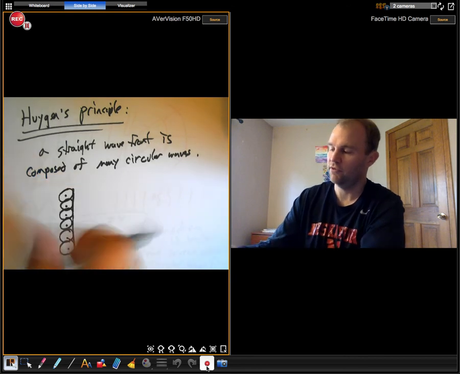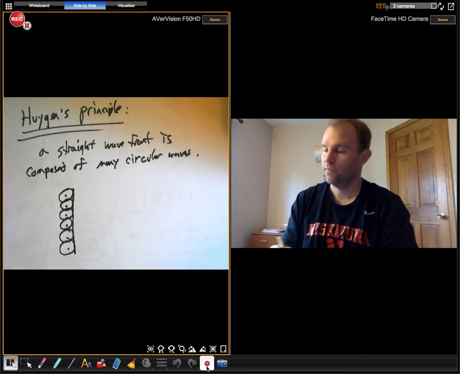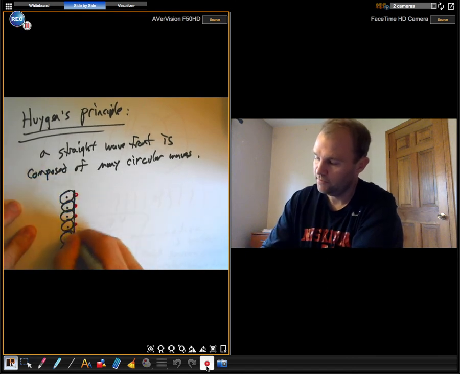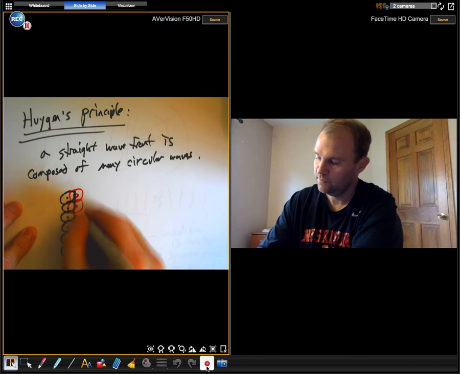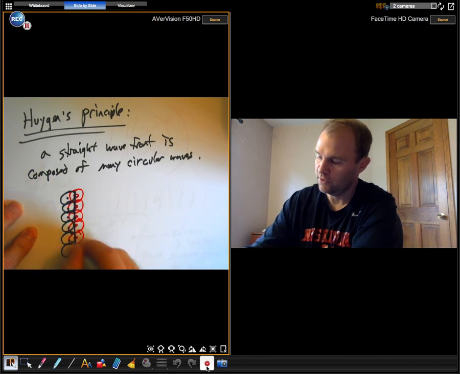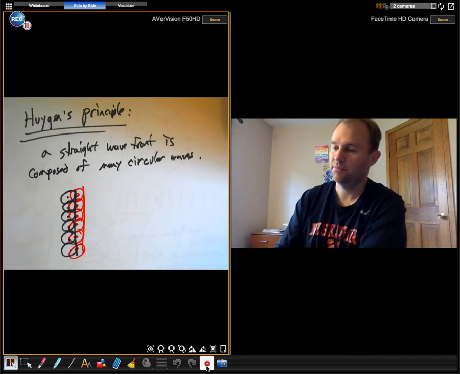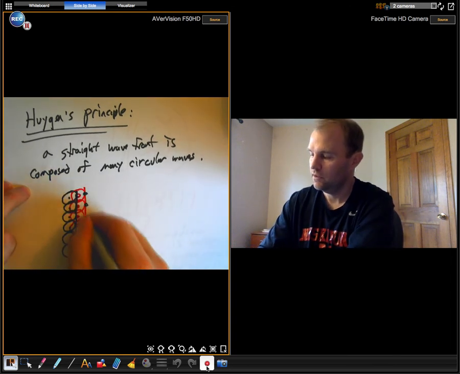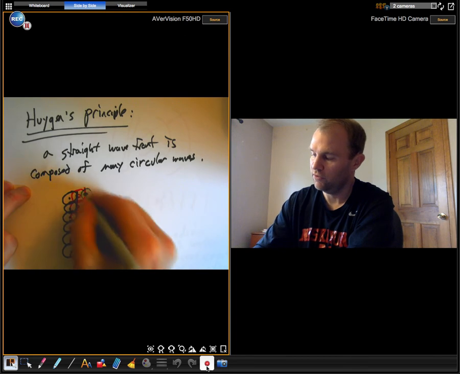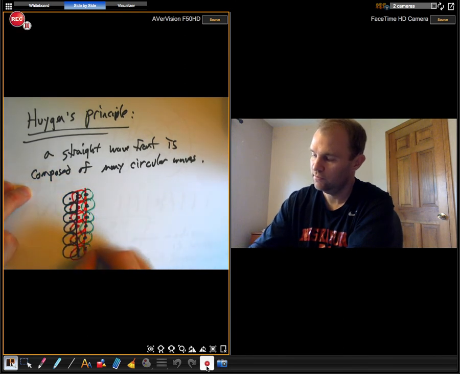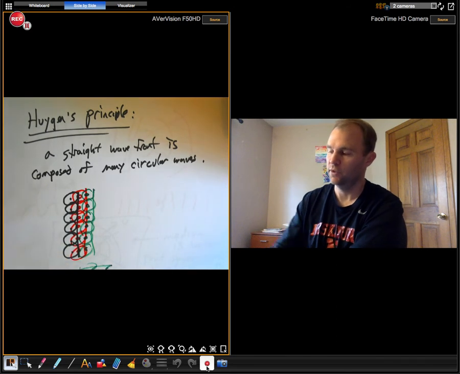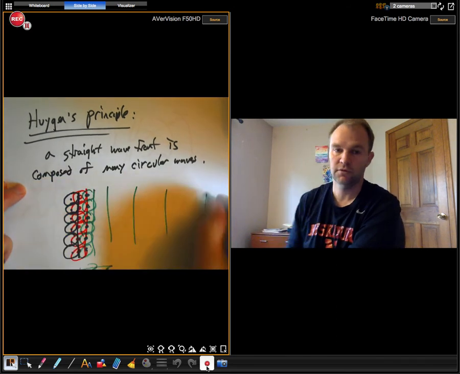Let me draw that in a different color maybe. So the next set of points are along this line. They get disturbed. And so we get another wavefront. And so that continues to propagate through the space. And so these straight waves are composed of circular waves, and so on. So this wave's traveling in that direction. Right, so we have these straight wavefronts like that.